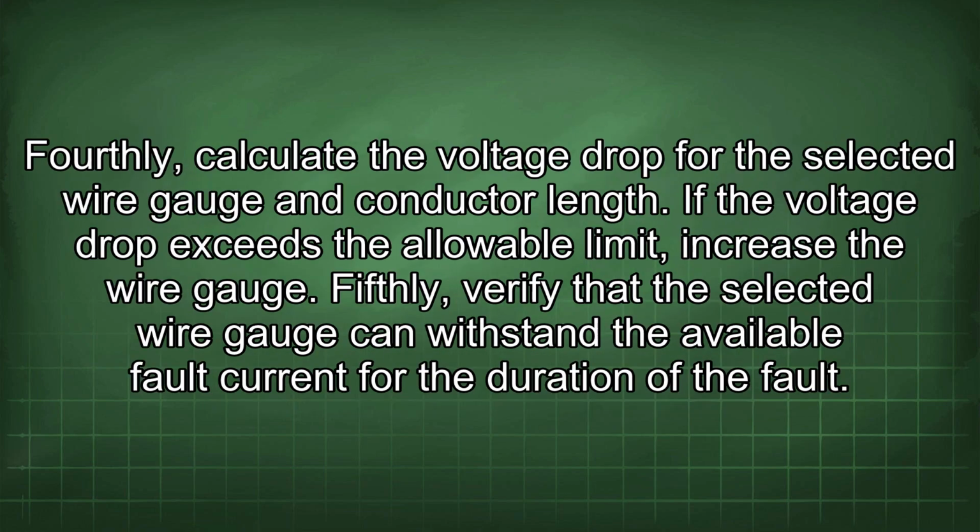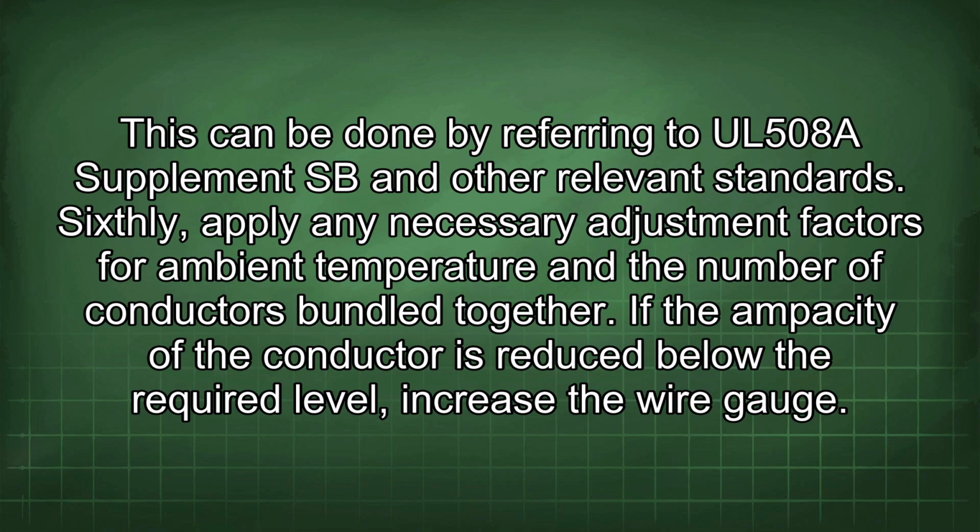Fourthly, calculate the voltage drop for the selected wire gauge and conductor length. If the voltage drop exceeds the allowable limit, increase the wire gauge. Fifthly, verify that the selected wire gauge can withstand the available fault current for the duration of the fault. This can be done by referring to UL508A Supplement SB and other relevant standards. Sixthly, apply any necessary adjustment factors for ambient temperature and the number of conductors bundled together. If the ampacity of the conductor is reduced below the required level, increase the wire gauge.